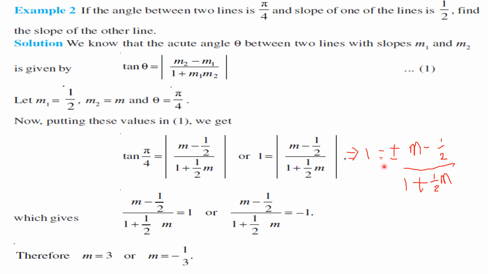Then by taking the plus symbol we get (m minus 1 by 2) by (1 plus 1 by 2 m) is equal to 1, or if you take the second one, minus of (m minus 1 by 2) by (1 plus 1 by 2 m) is equal to minus 1. So we have to solve this equation and this equation. By solving these two equations we get m is equal to 3 and m is equal to minus 1 by 3. Okay, my children, right.